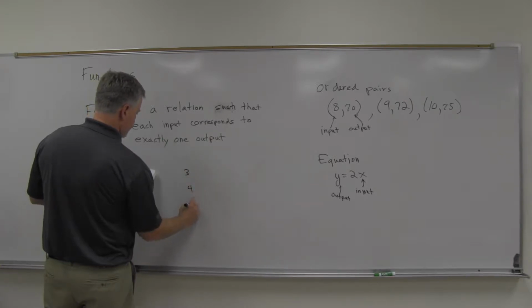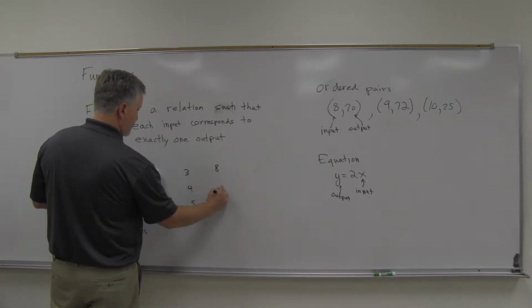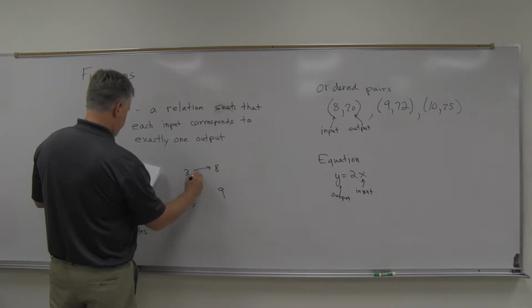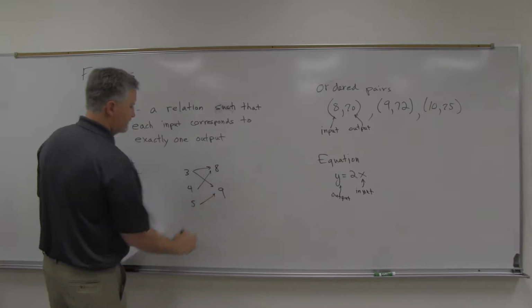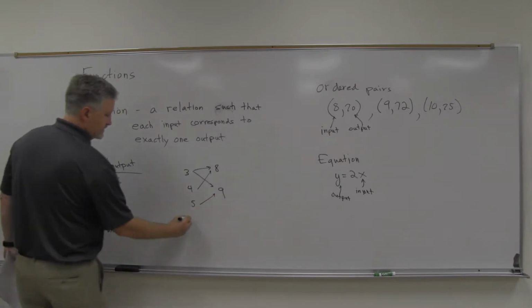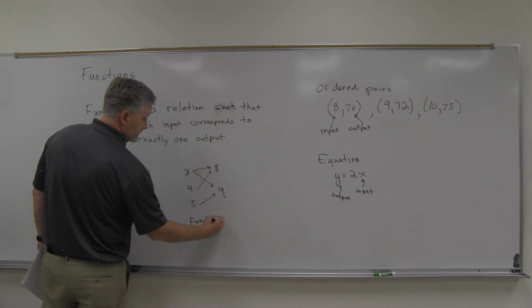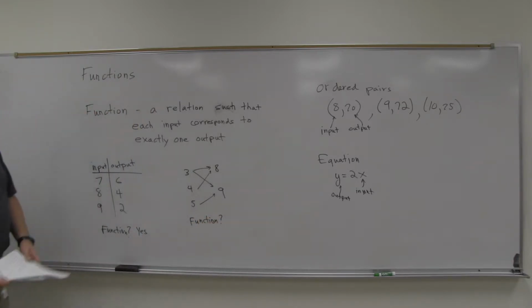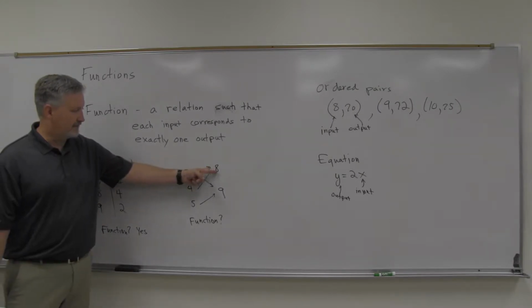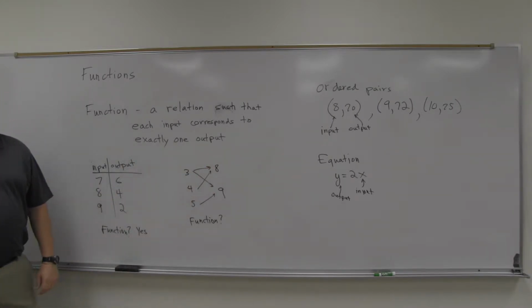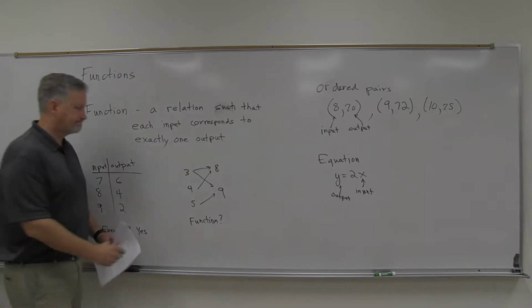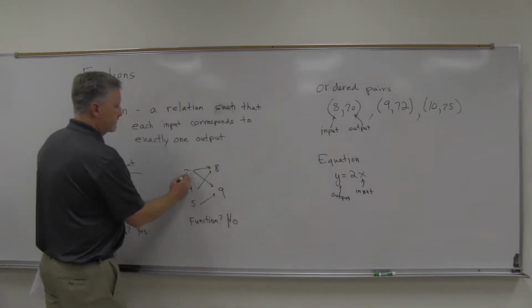3, 4, let's do a mapping here. 3, 4, 5, 8, 9. 3 goes with 8, 3 goes with 9, 4 goes with 8, 5 goes with 9. So yeah, this one illustrates an example of when you have one input, but it's going to more than one output, isn't it? The 3 goes to the output 8 and to 9. So it's not a function, right? That one's not a function because of your 3.